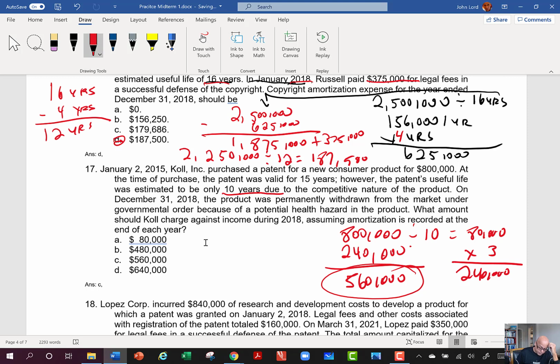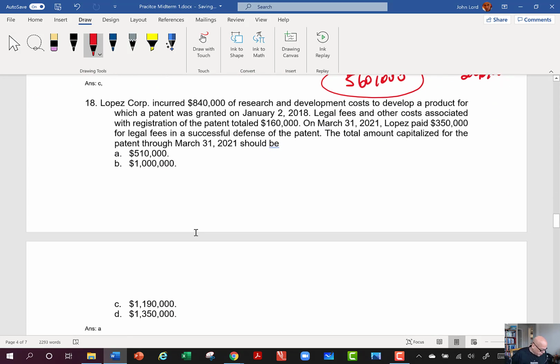Okay, so what is the amount that is charged to income? Well, what's my loss? The charge to income is the loss. So I would take a $560,000 loss, and we don't start to get into how much of that is amortization expense versus loss on value of the patent. Just take it all and dump it into the loss at that point in time. Okay, all right, good.